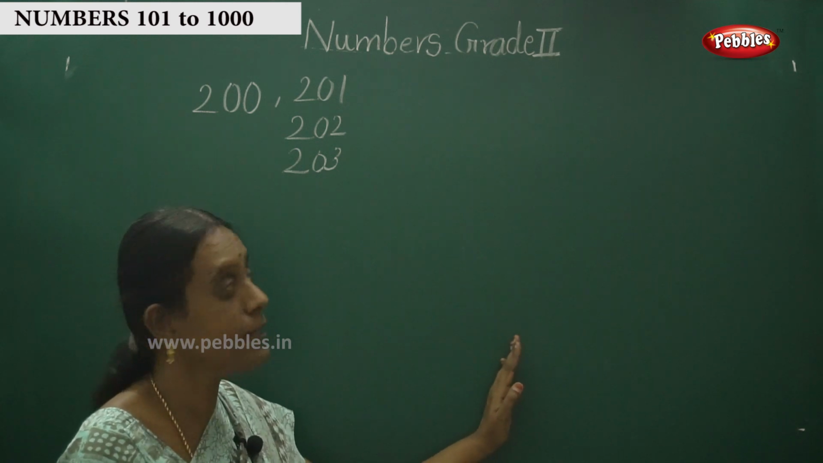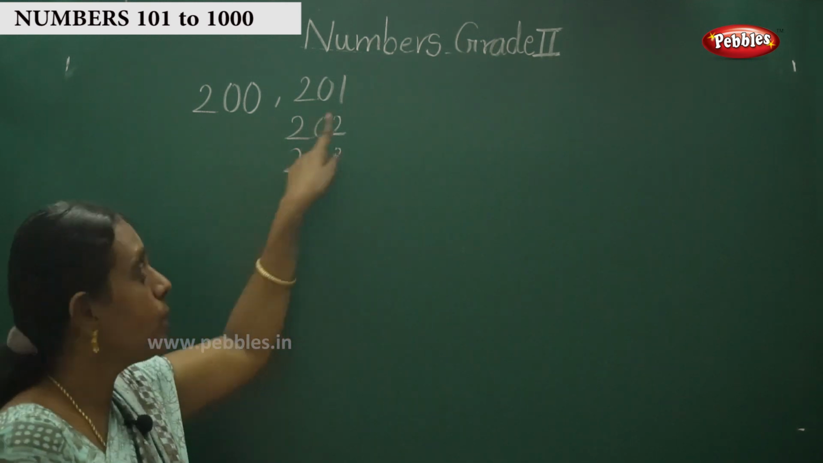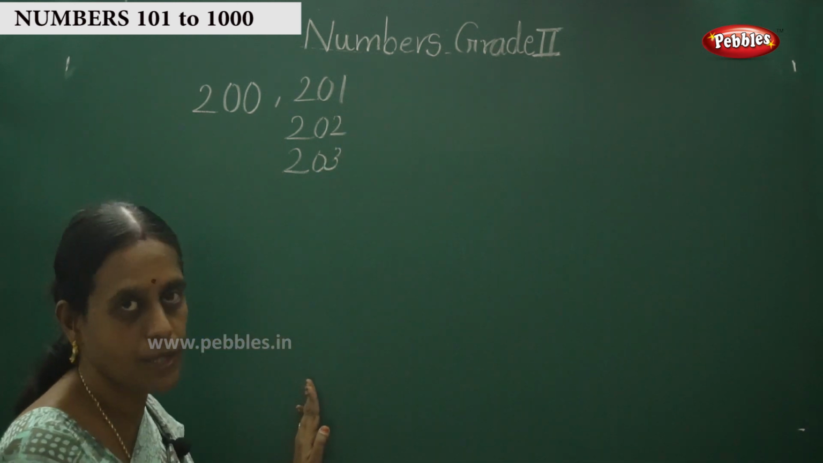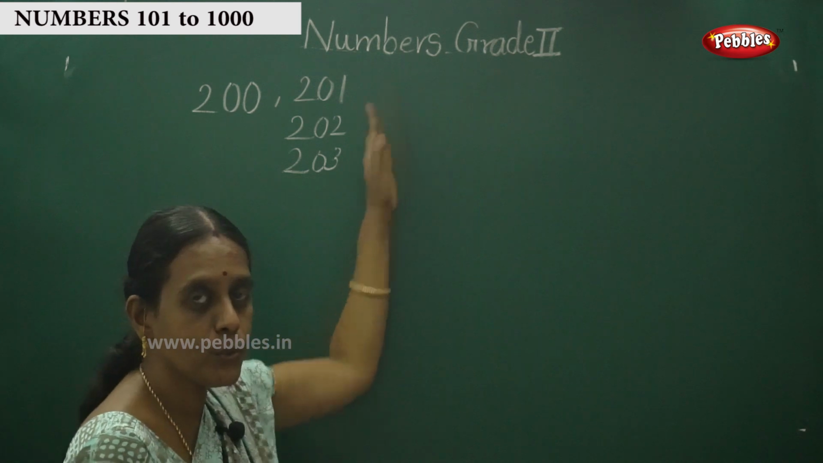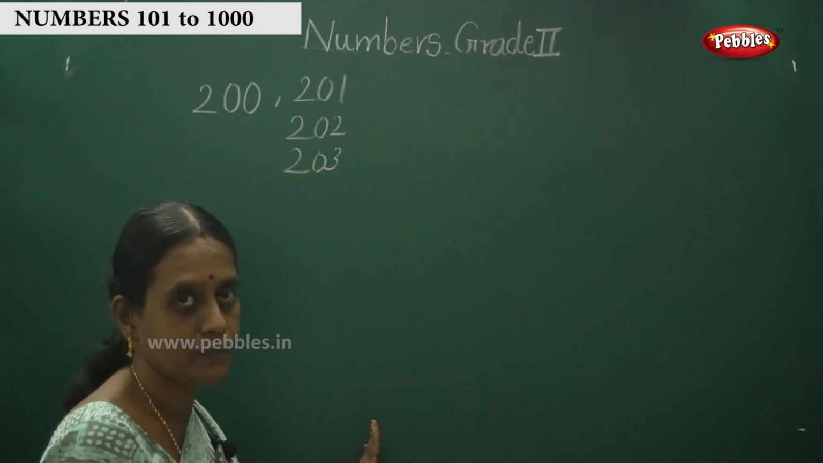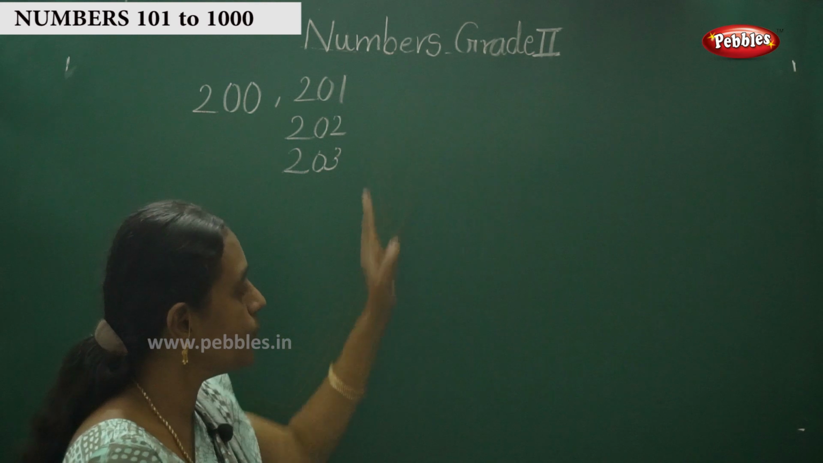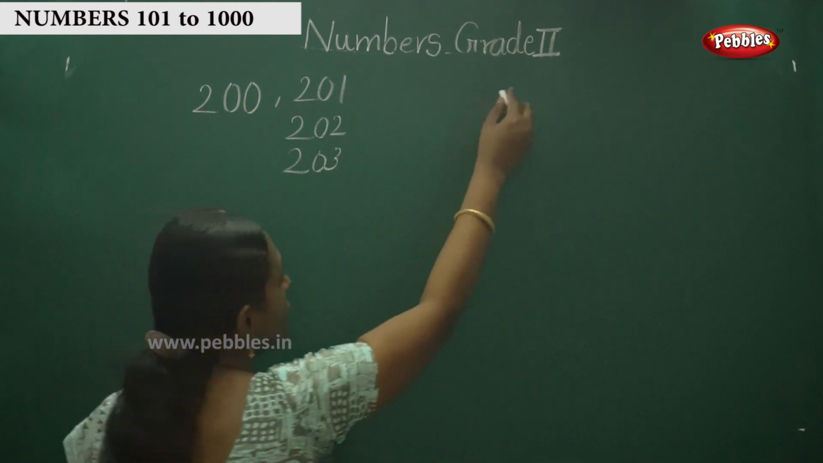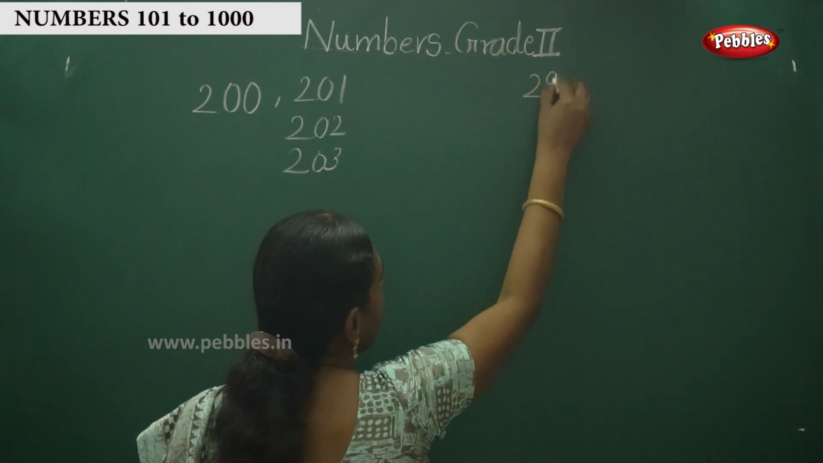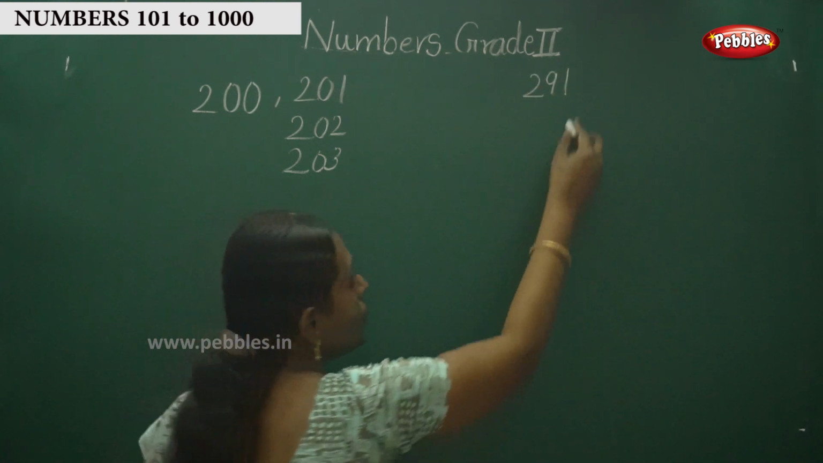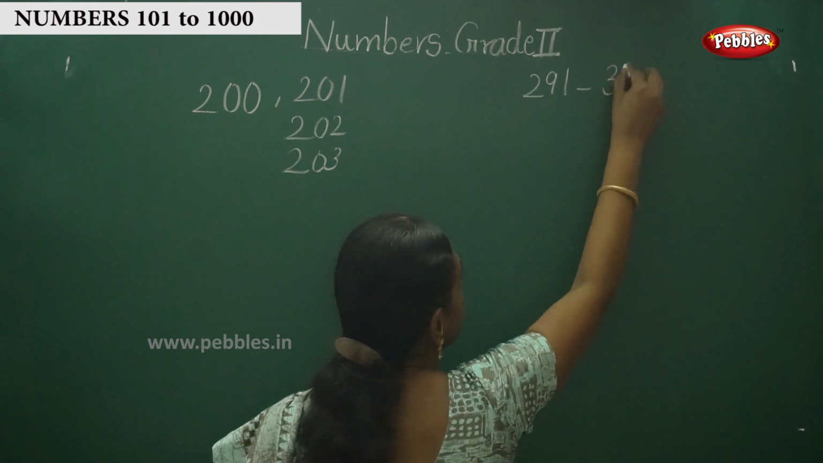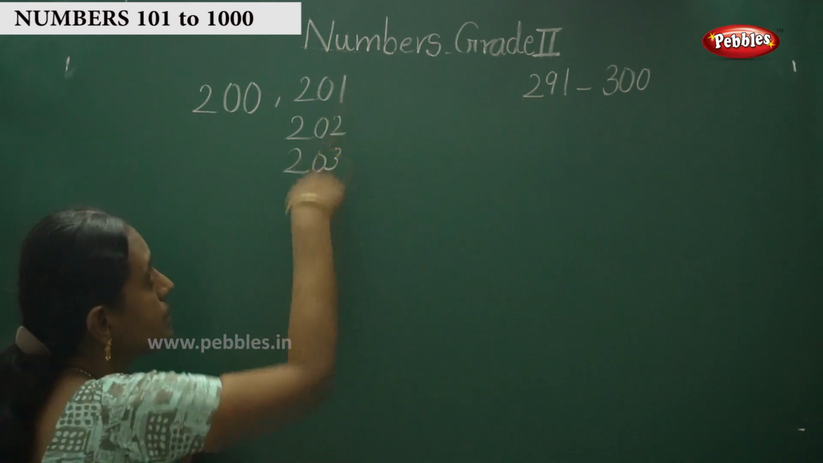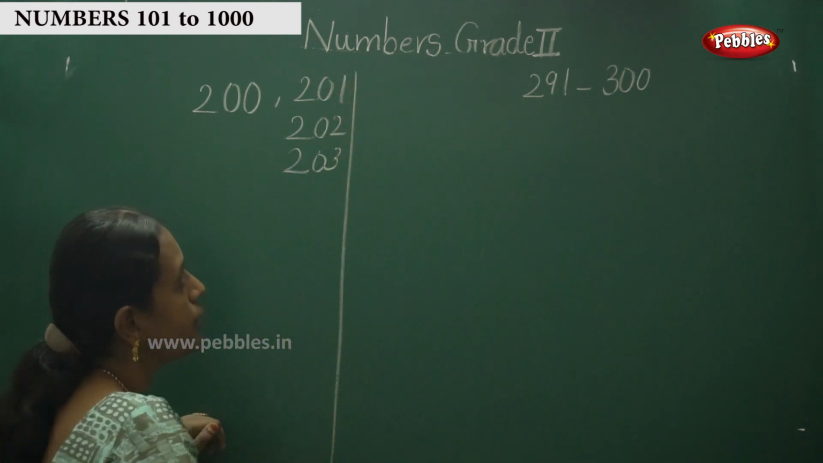Okay children, understand: 200, 201, 2, 3, like the way you have to complete 210. Okay, and again 211 to 220. Okay, and 221 to 230, like the way you have to complete this. You should complete 291 to 300. Okay, this method in your grid note.